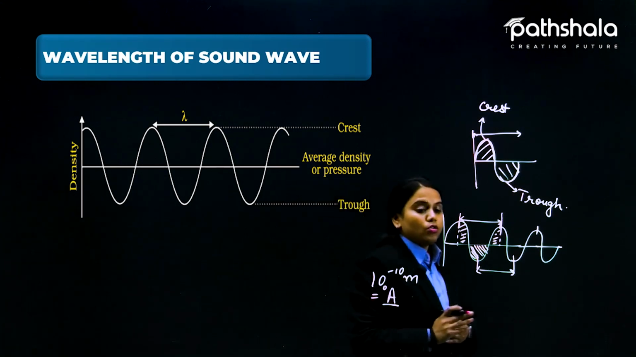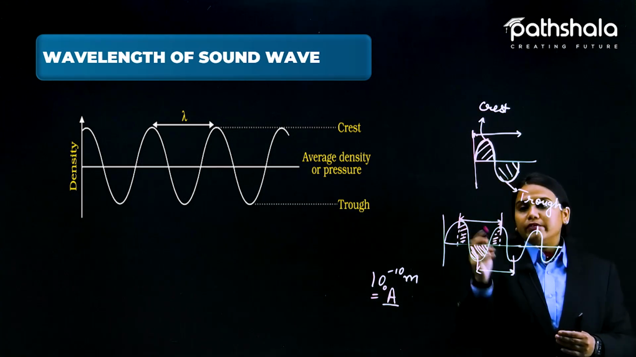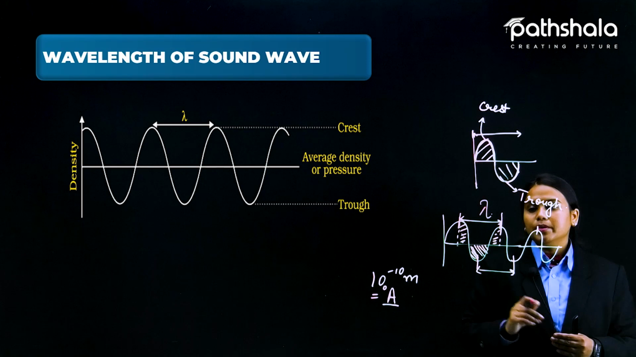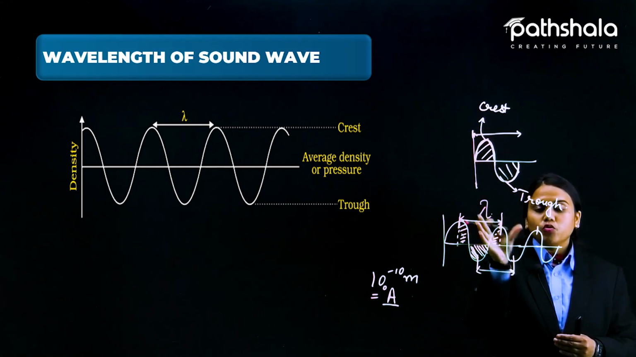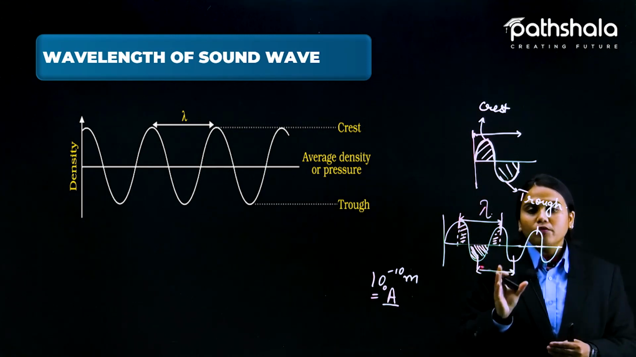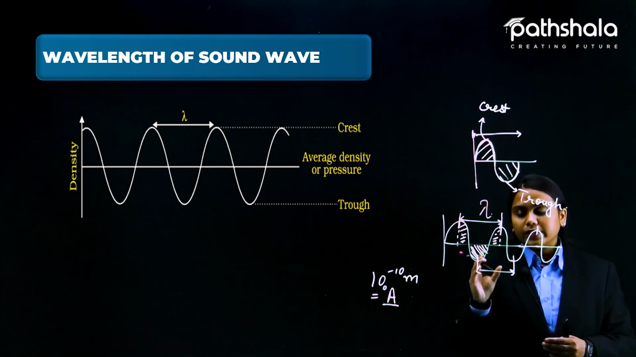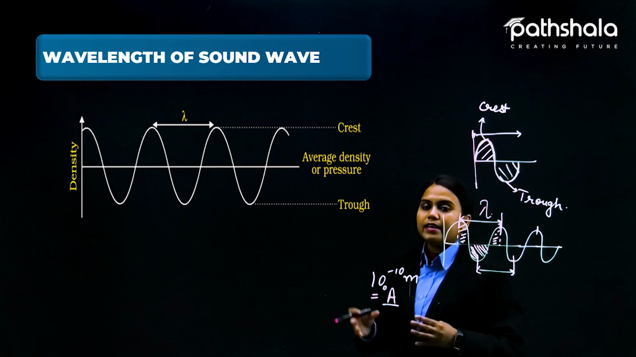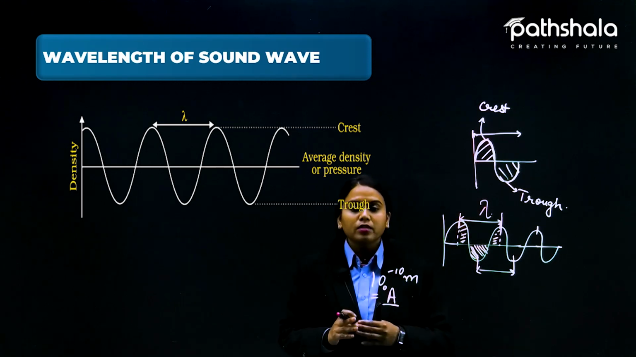Now the symbol for the wavelength is this one, lambda. Lambda is the symbol, and if it is written lambda equals this and this, you can predict that yes, this is the wavelength of a sound wave.